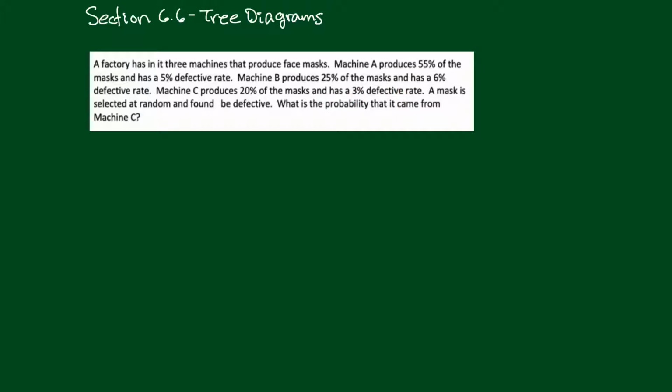So imagine now you just pick a mask at random and it's found to be defective. So you pick a mask at random and you see that it's defective. What is the probability that that mask came from machine C?